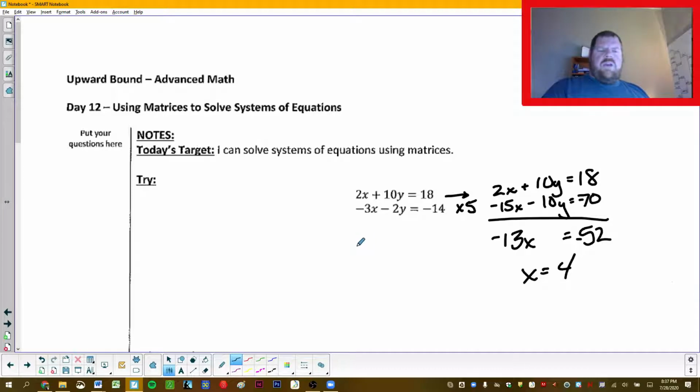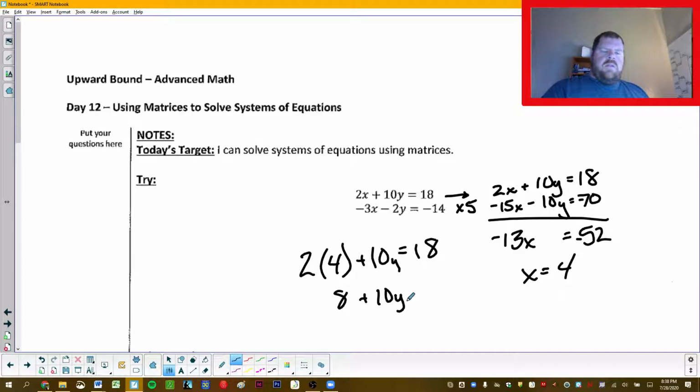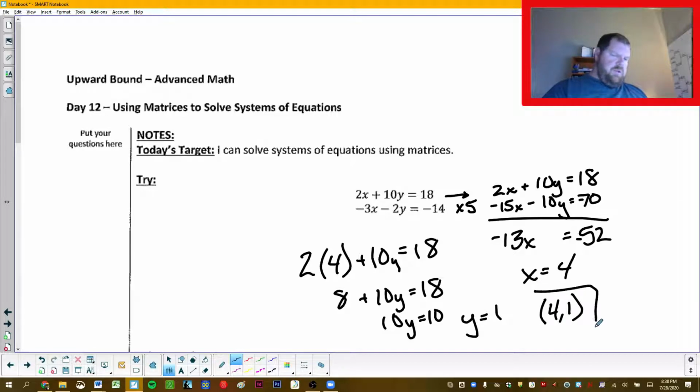Let's see. Then we've got to find y, and I don't have a great equation. Maybe I'll use my top one. We have 2 times 4 plus 10y equals 18. That's 8 plus 10y equals 18. Subtract 8 from both sides. 10y equals 10, so y equals 1. So we get, whether you want to answer it in the form of the point where those two lines cross or whatever you want to do there.